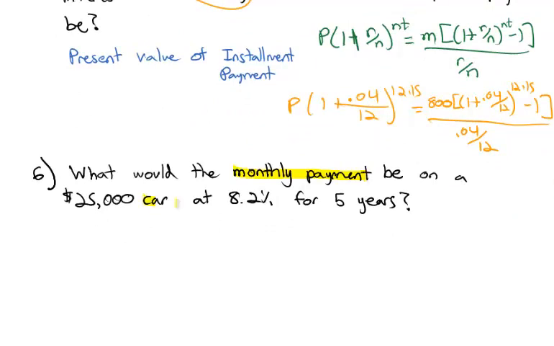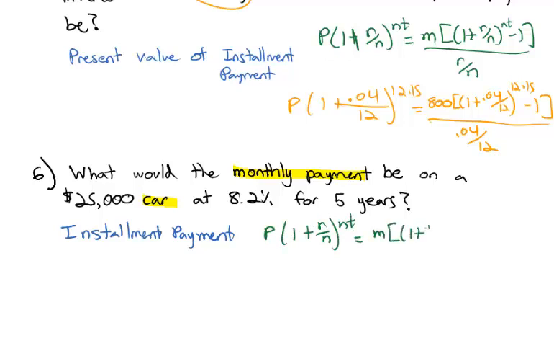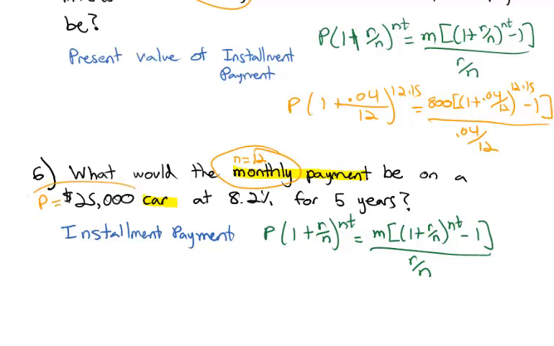Here we're looking for the payment on a car. It is a loan that we're making payments on. We are looking for what that payment is. We are looking for the actual installment payment. And so again, that formula is P times (1 plus r over n) to the nt equals M times (1 plus r over n) to the nt, minus 1, all over r over n. And we just have to decide what variable represents what thing. We're looking for the payment. We don't know the M, but we should know everything else. It's a monthly payment. So N is equal to 12. $25,000 car, that's the starting value for the loan. That is our principal, present value of the car, at the interest rate of 0.082 for a time of 5 years.